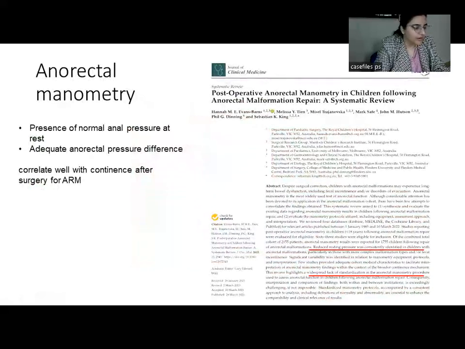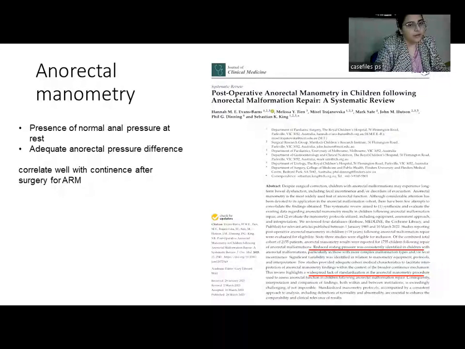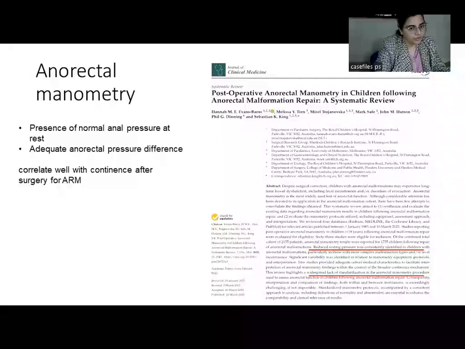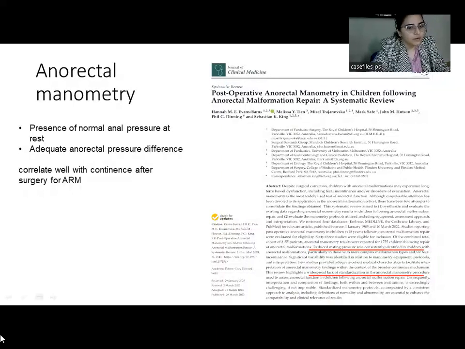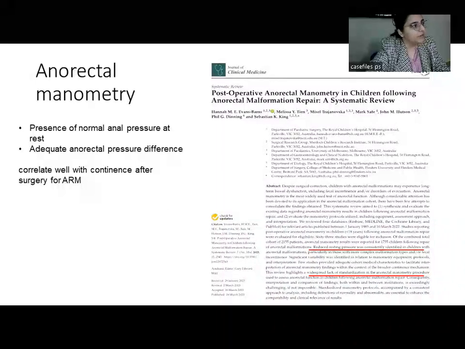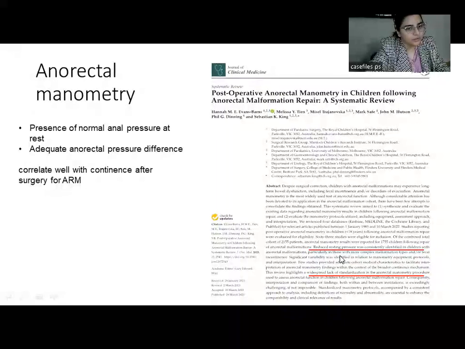Though there's not a standardized protocol post-operatively to ascertain the outcome of ARM in patients, certain diagnostic investigations have been included into the mix. One of them is anorectal manometry. They correlate well with the presence of continence after the surgery in patients of ARM. Usually, patients should have an adequate anorectal pressure difference, and they should have a normal anal pressure at rest. If these two can be seen in the anorectal manometry, we can think that the child will have a good prognosis. However, in most patients with ARM, a reduced anal pressure at rest is noted.